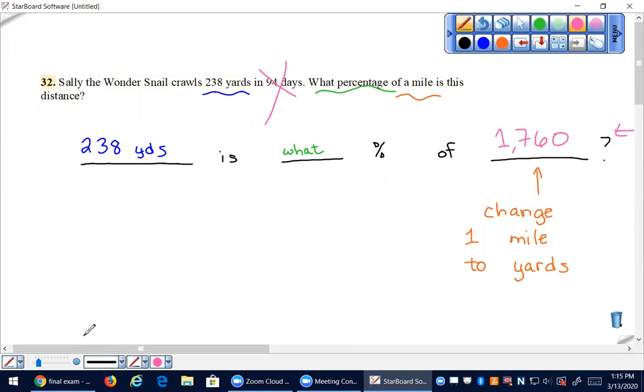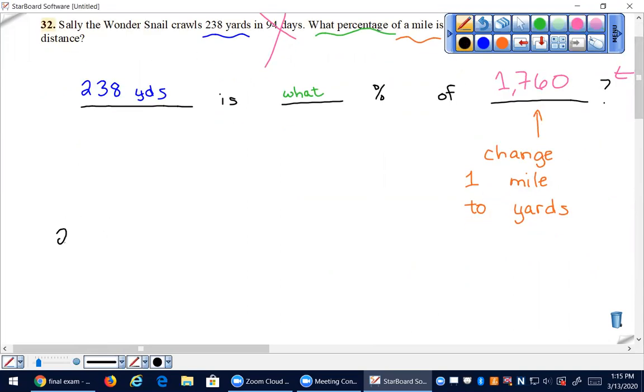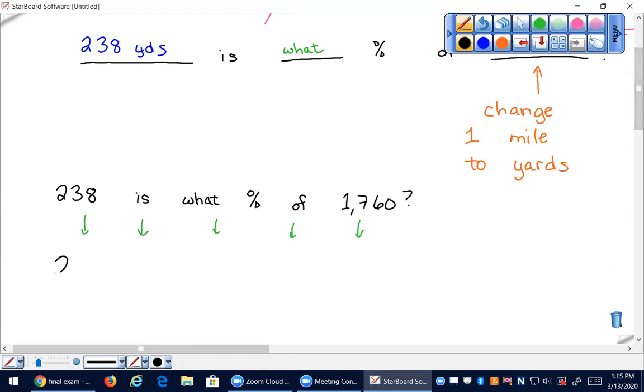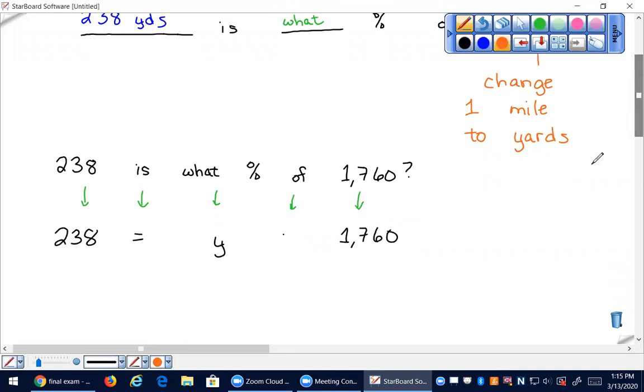Now that it is finally done, does it make sense? So 238 is... Okay, how do I get y by itself? Divide it by whatever. That's right.